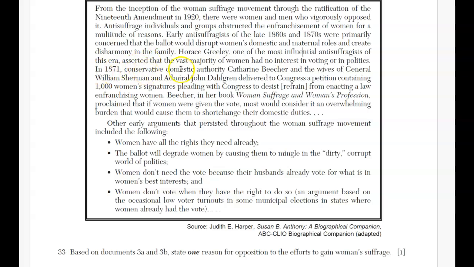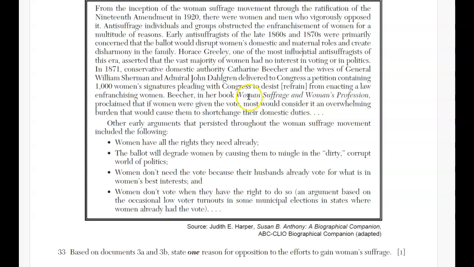In 1871, conservative domestic authority Catherine Beecher and the wives of General William Sherman and Admiral John Dahlgren delivered to Congress a petition containing 1,000 women's signatures pleading with Congress to desist, to refrain from, that is, to not enact a law enfranchising women. So the wife of General Sherman, the wife of Admiral Dahlgren, and this writer, Catherine Beecher, all had 1,000 women sign this petition saying women shouldn't be allowed to vote.